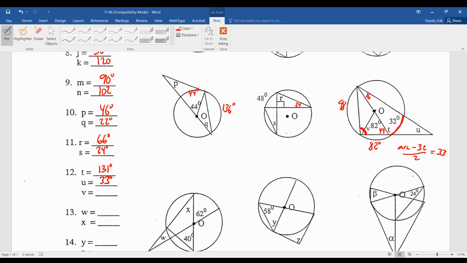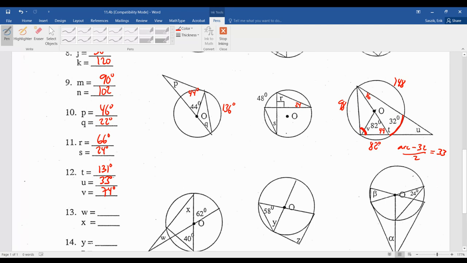Something isn't quite right here. 32, 98. Oh, no, this is okay. And we would get 148. So angle V would have to be half that. And you get 74. Okay. Just verifying a couple things.